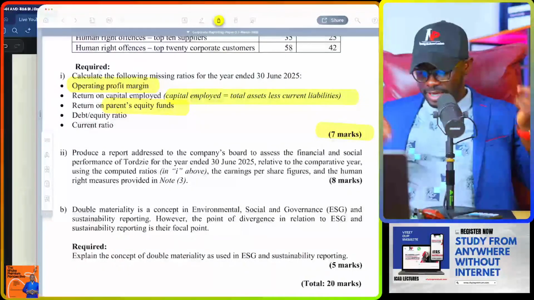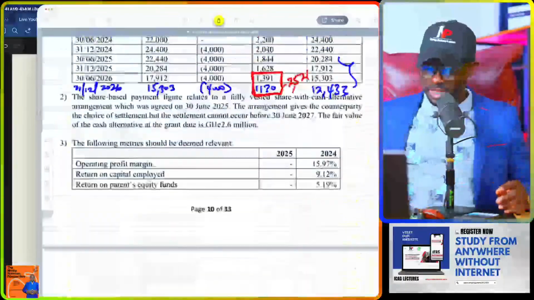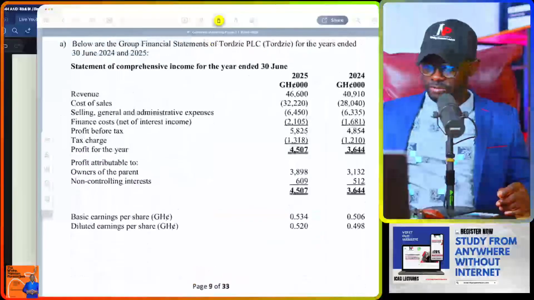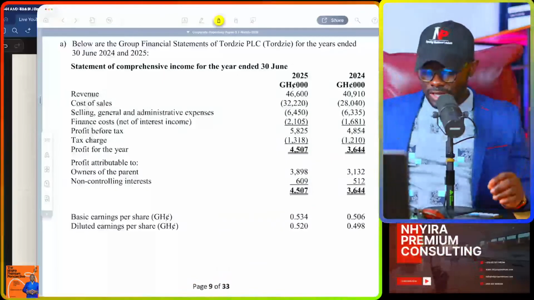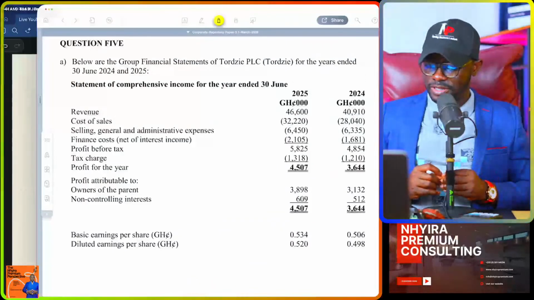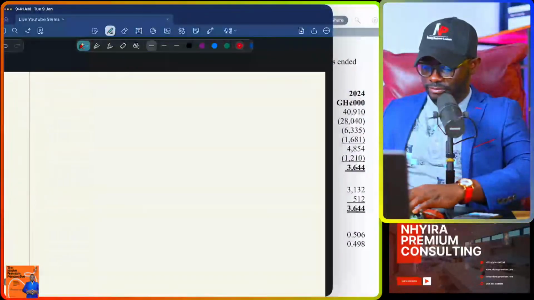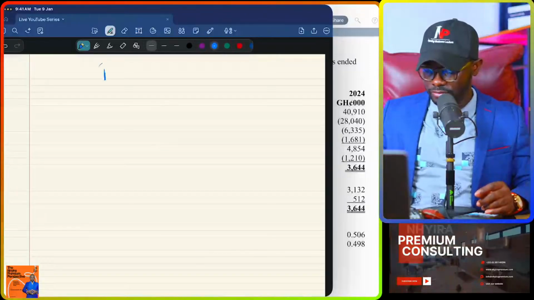So let's see and go into it. Let's read the preamble. Do we have a preamble? Yeah, we do. Below are the group financial statements of Toji PLC. So let's go. Toji PLC.